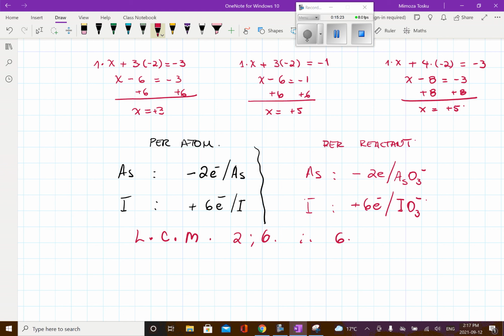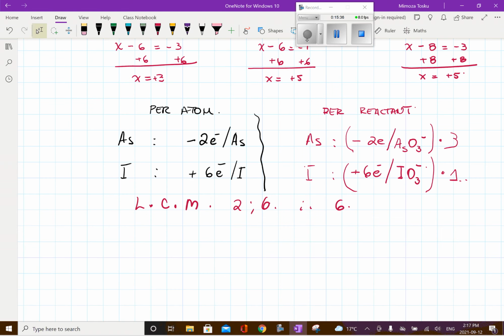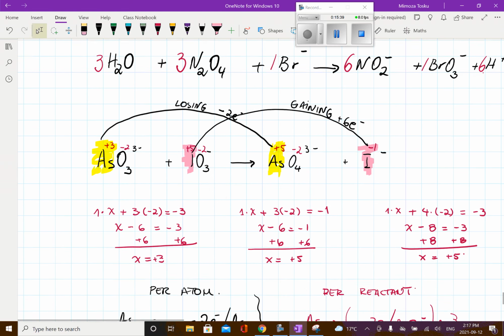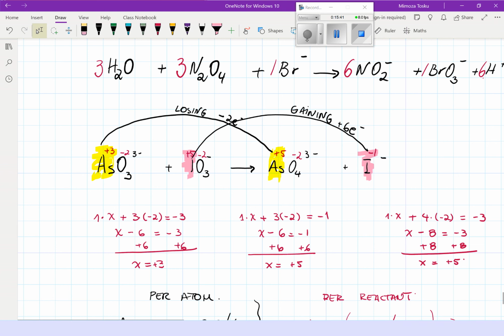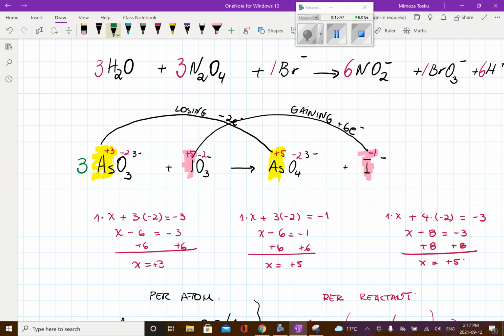So that means that what we will do to 2 is multiply it by 3, and what we'll do to 6 is multiply it by 1. Okay, so now we'll go to the reaction here, and then we'll add 3 in front of AS, and the 1 in front of IO3, and now we will balance the rest.